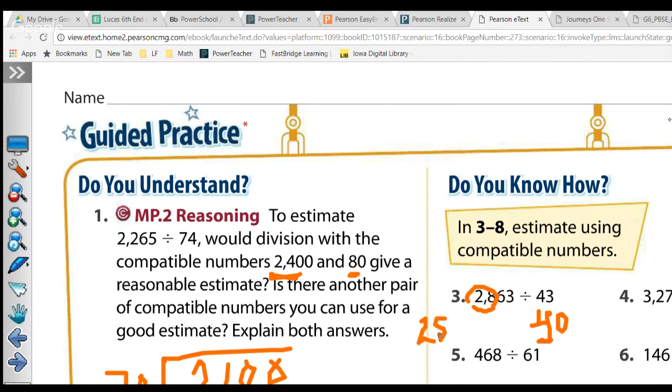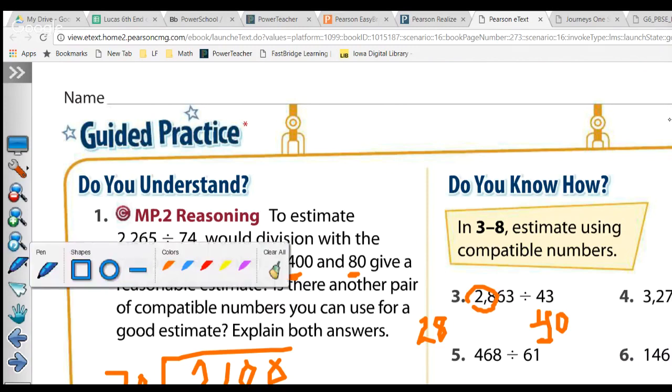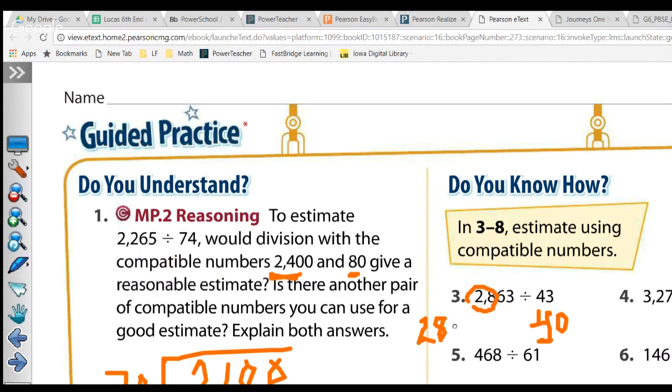So I would do this to, my pen's not working, 2,800 divided by 40. That's really messy and doesn't look very good.